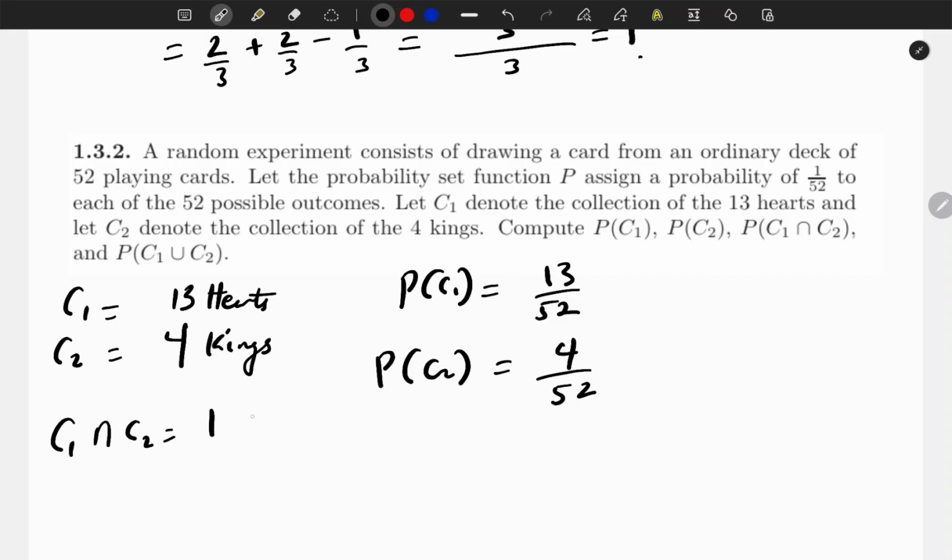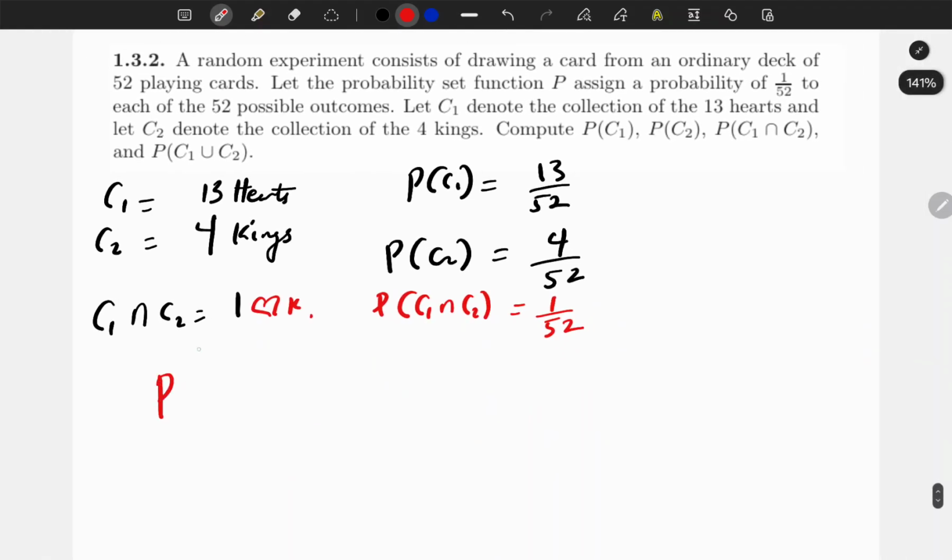I'm going to write one heart, which is also a king. That means the probability of C1 intersect C2 will be equal to 1 over 52.